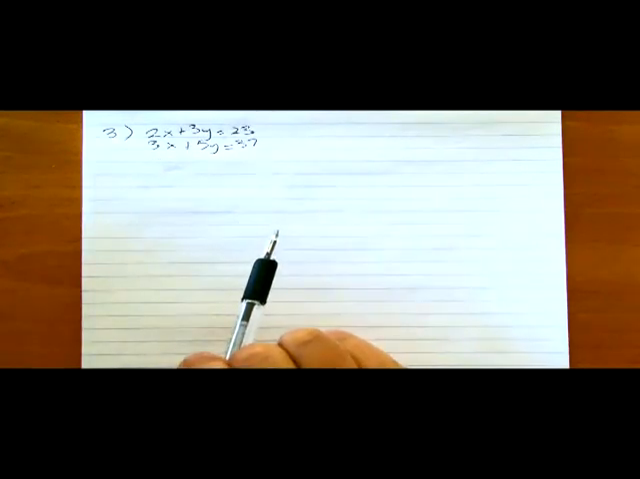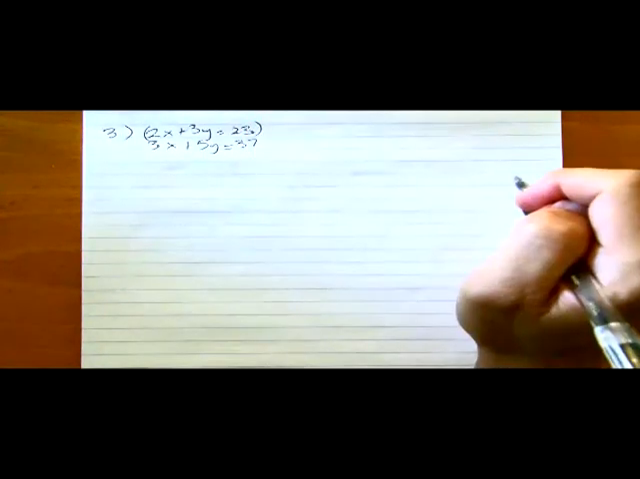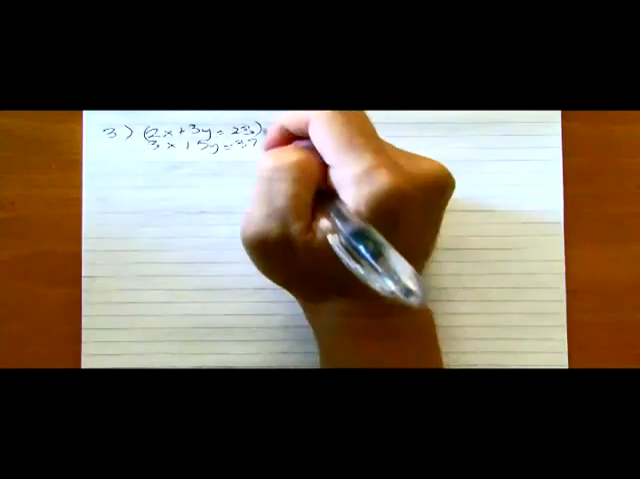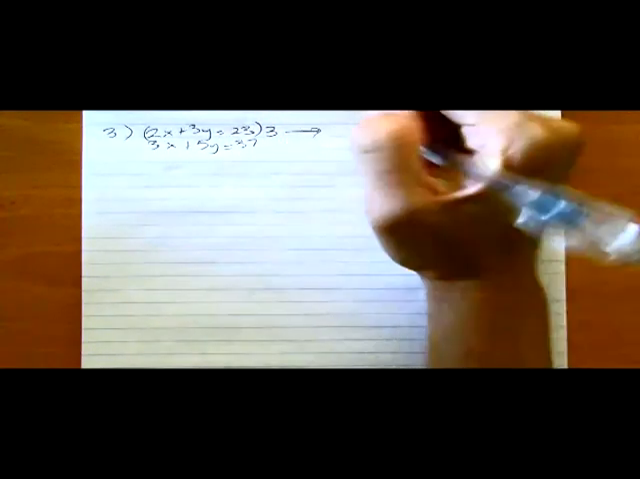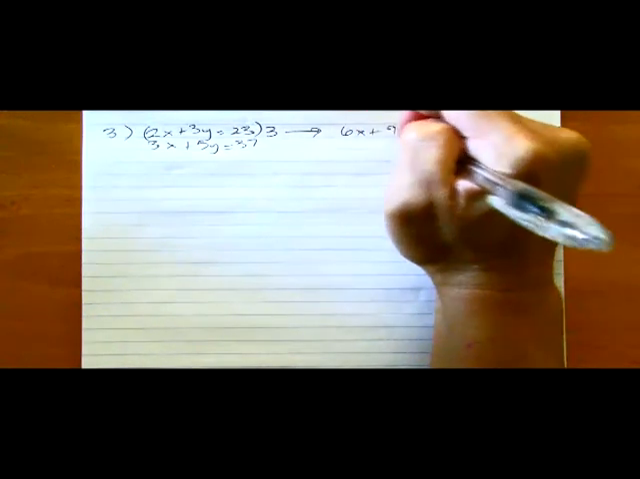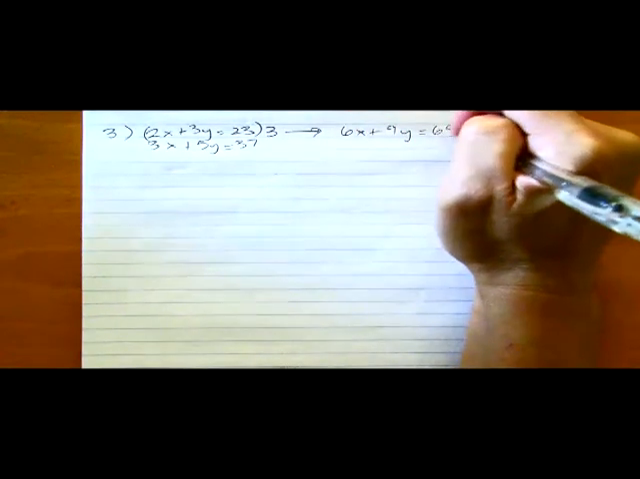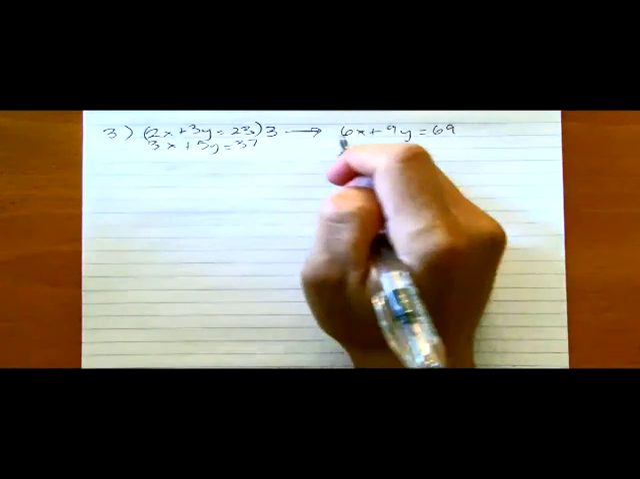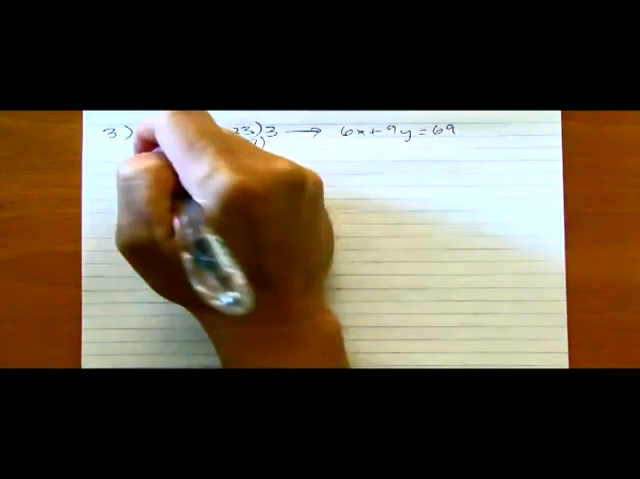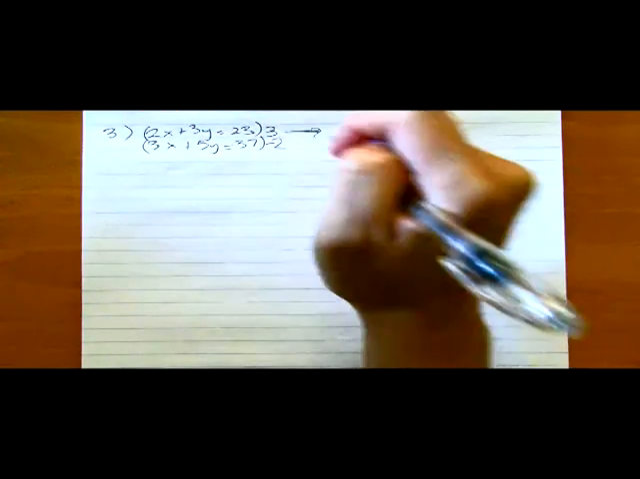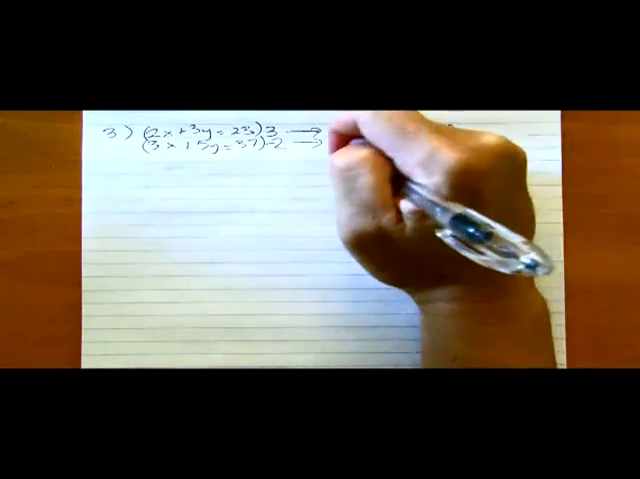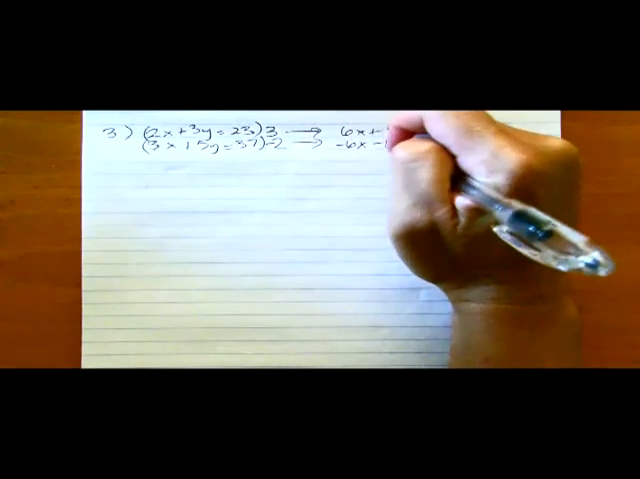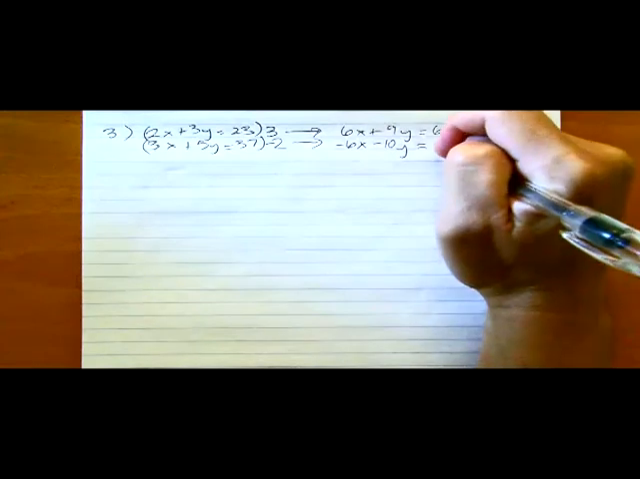Okay, so in order to do that, I need to multiply the top equation by 3. So that'll give me 6x plus 9y equals 69. On the bottom, I need that x to become a negative 6 because this one is already positive if I want it to cancel. So for that to become a negative 6, I'm going to multiply by a negative 2 to every single term. So negative 6x, a negative 10y, and a negative 74.